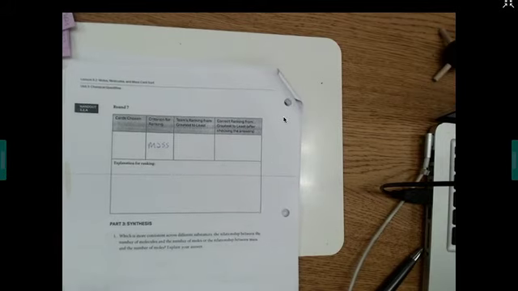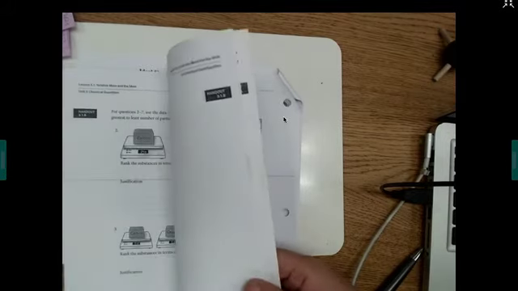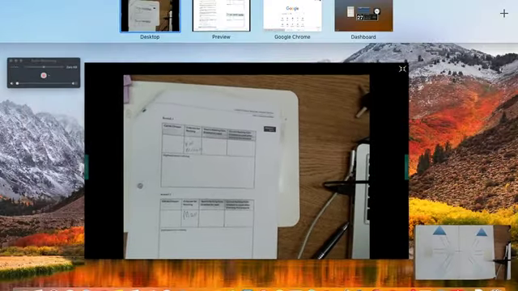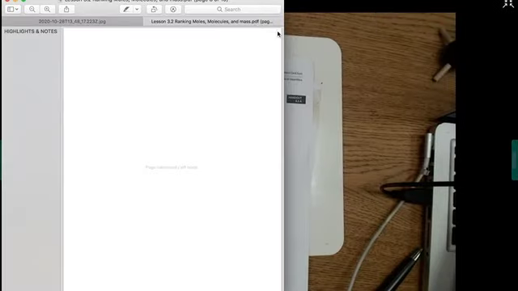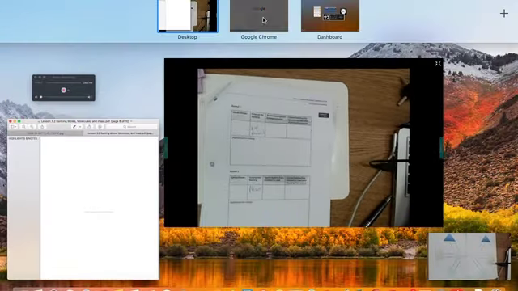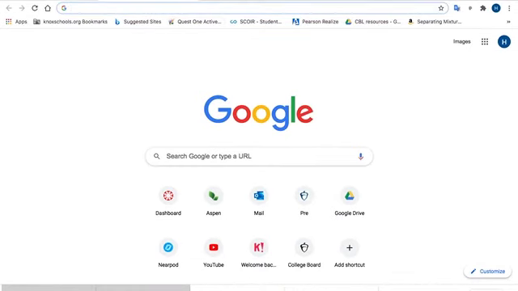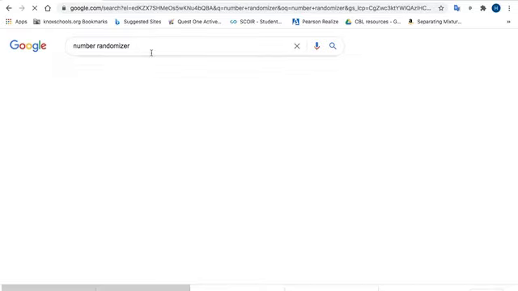So let me show you how you're going to do this. If you are watching this video, I'm assuming you are not in class. So what you are going to do is rank these cards by choosing them randomly. The way that you're going to choose them randomly is you're going to go to Google and look up number randomizer.